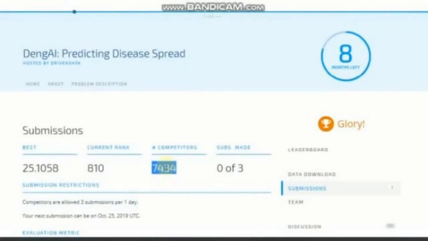This is among the top 11% we were able to achieve using our model.